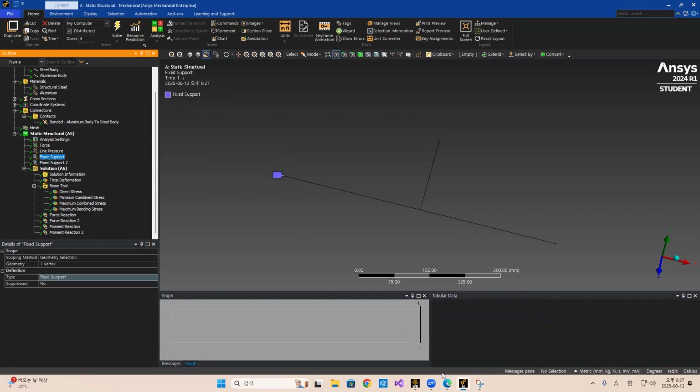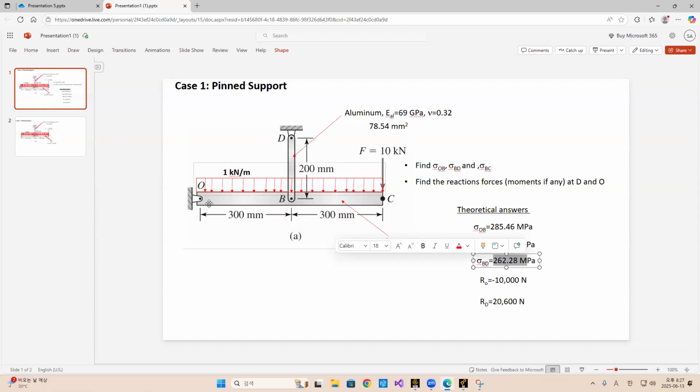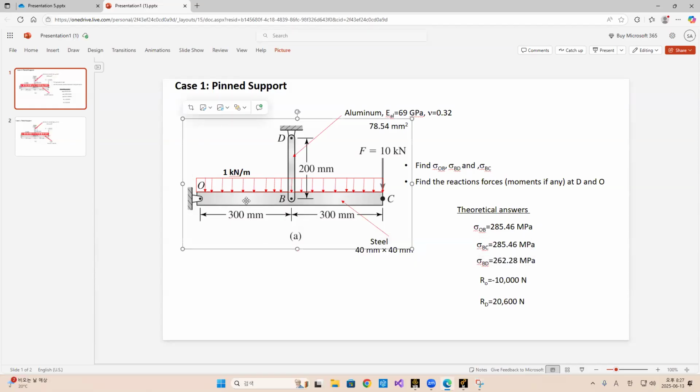But to represent this figure, the actual case, we should not apply fixed support. Only the rotation is free here, so if you apply fixed support, the rotation is also fixed. So that is the end of this one. I'm closing this. Thank you.